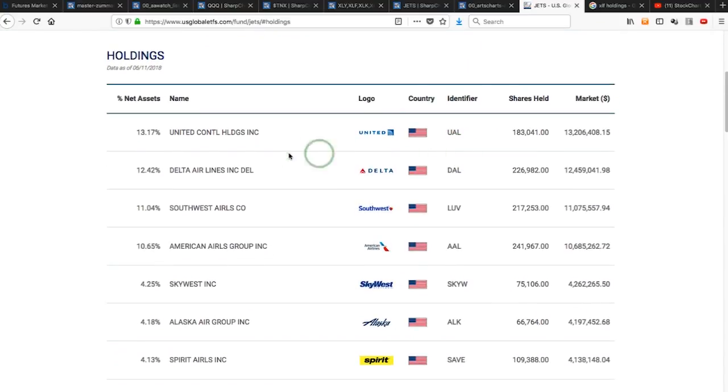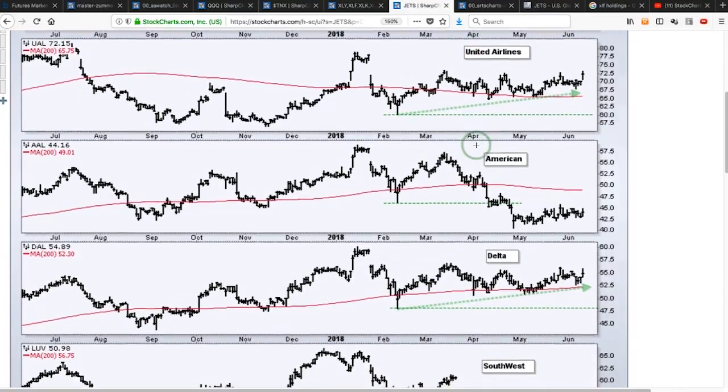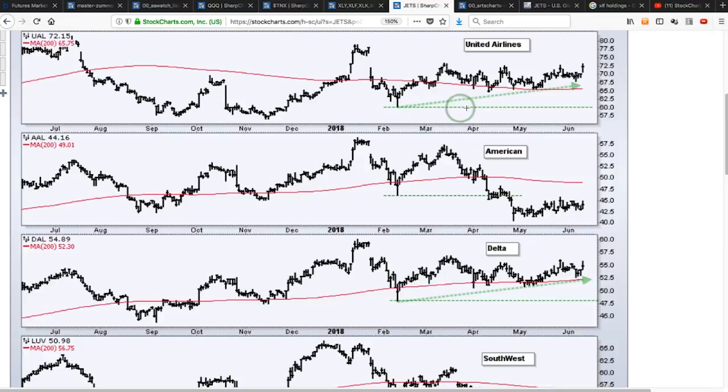And there you can see the top holdings dominated by the four biggies: United, Delta, Southwest, and American. And so I put these in a chart group to see how they compared to each other. And basically what you have here is the February low. That's the green horizontal line there. And you can see American is holding up pretty well.